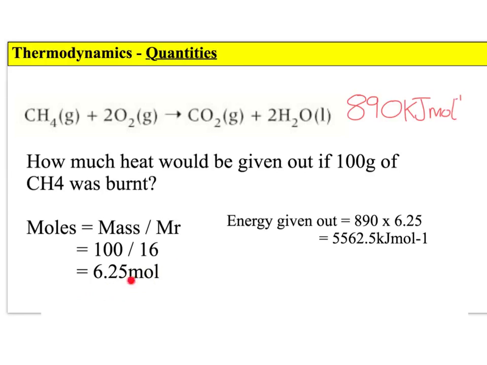Okay, so how much energy is given out? Well, you just times that by the 890. So energy given out is moles times the energy given out per mole. So it turns out that if you burn 6.25 moles, you give out 5,562 kilojoules. Oops, there's a mistake here. It shouldn't be per mole, it's just kilojoules. So this is the amount of energy given out.